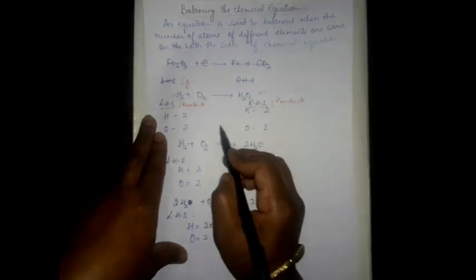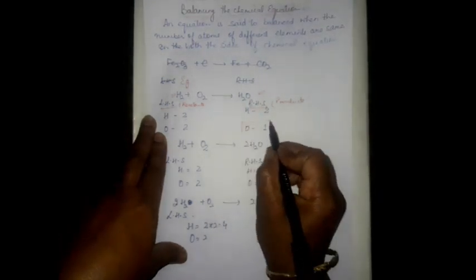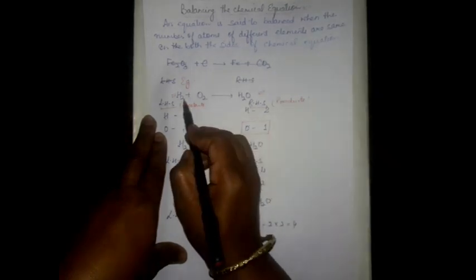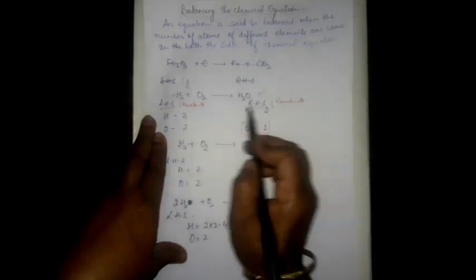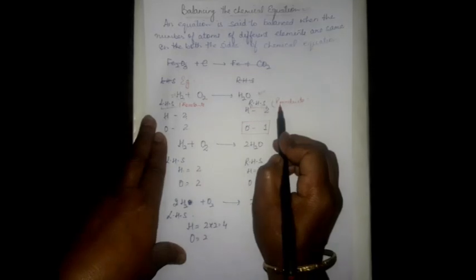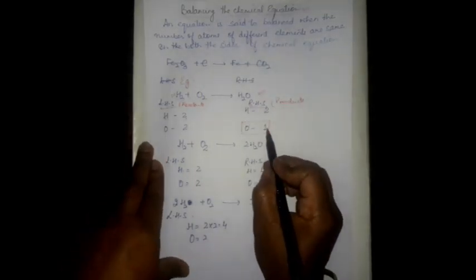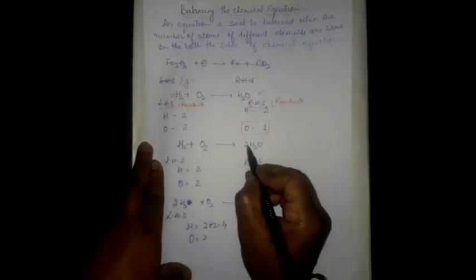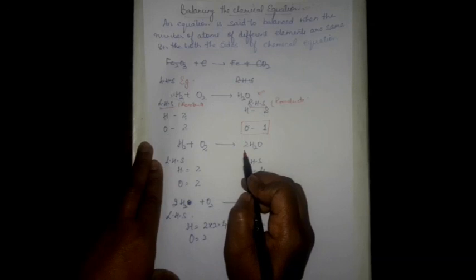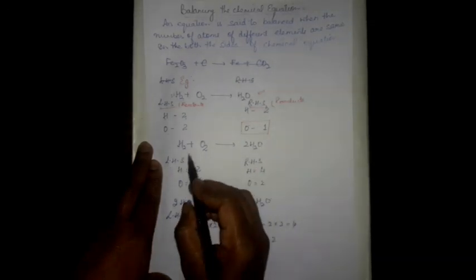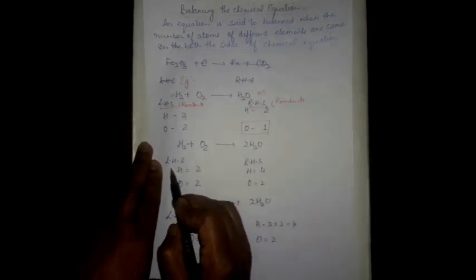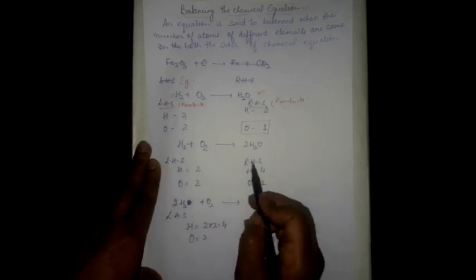Now there is a need of balancing oxygen, because hydrogen is also balanced here, 2 and 2, on both sides, left hand side and right hand side. But oxygen is 1. So in order to make it 2, we will write 2 in front of H2O. When we write 2 in front of H2O, now again you have to write the same thing, LHS and RHS.